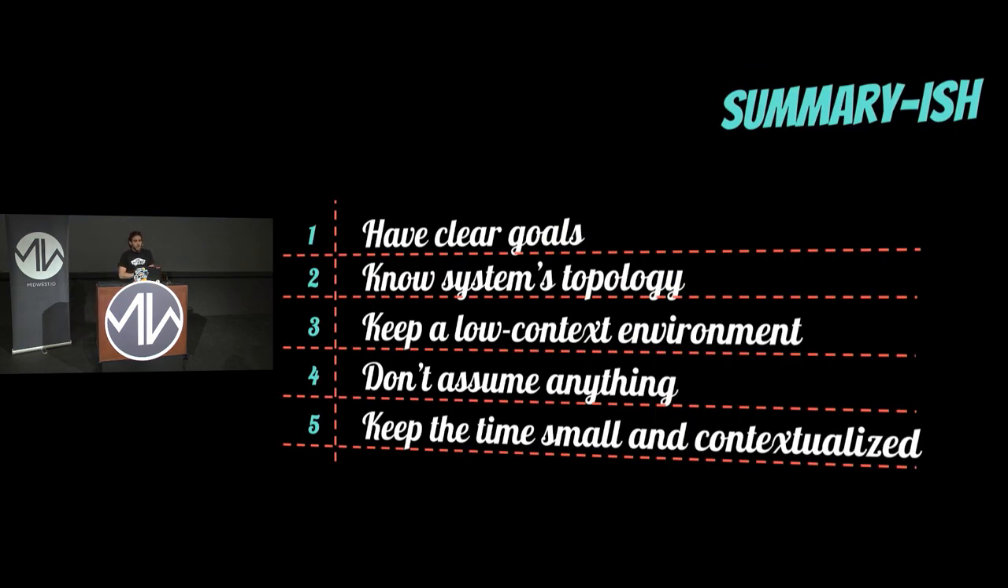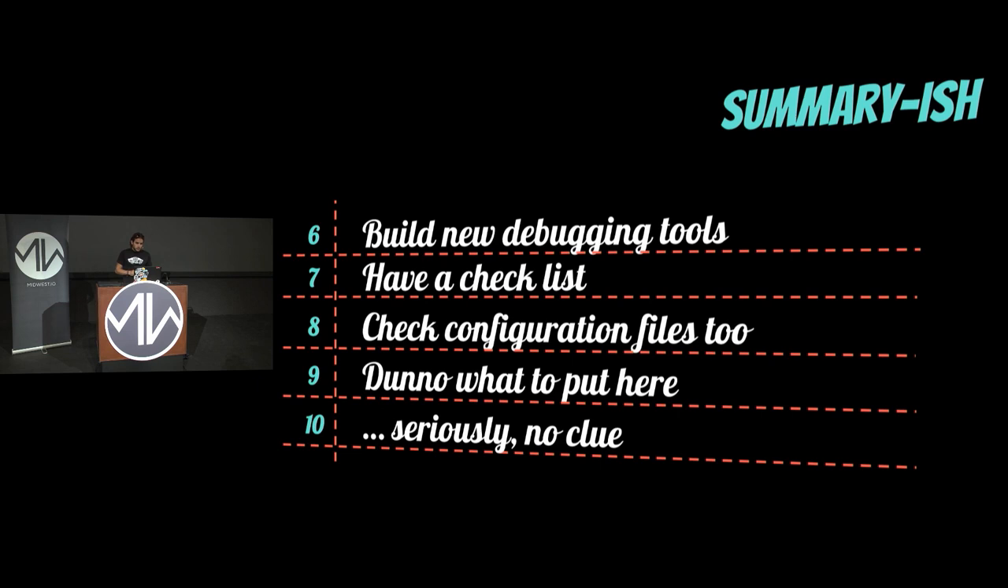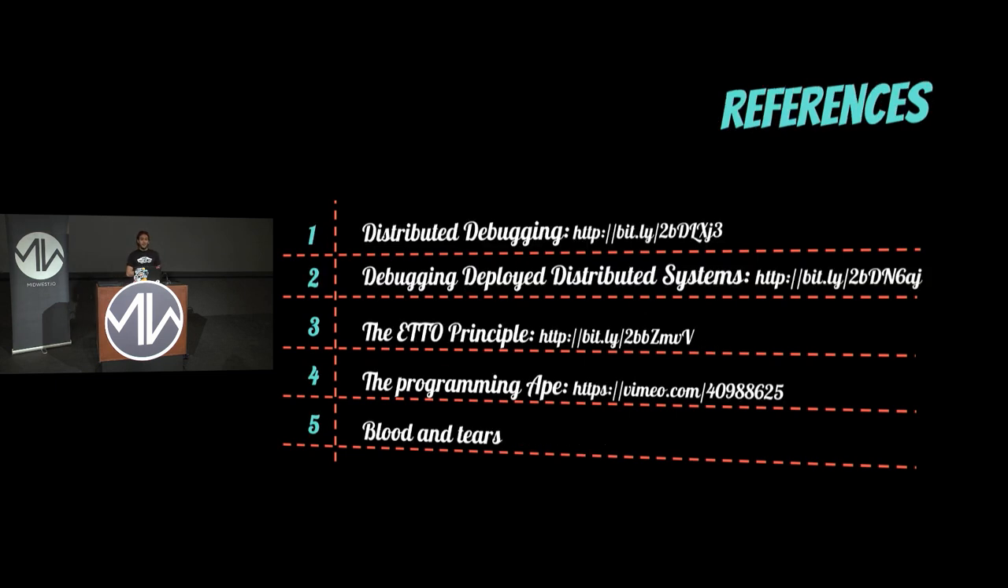So in summary, have clear goals. Know your system's topology. Keep a low context environment as much as you can. Don't assume anything. Keep the time small and contextualize. Build new debugging tools. Have a checklist. Check configuration files too. And I don't know what to put in ninth, and seriously no clue what to put in the tenth one. And references, I put the links there.